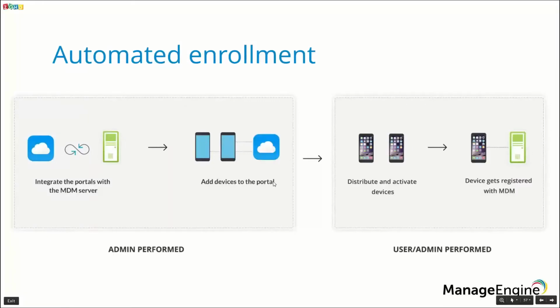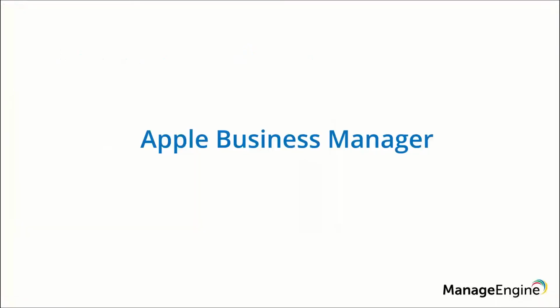And this is the workflow of the automated enrollment method. So you need to integrate your MDM with the Apple Business Manager or Google Zero Touch or Knox portal, and then add the devices to the portal, and then distribute the devices with the MDM profile so that it gets registered. So you integrate from the portals, you distribute the MDM profile, and then it gets registered.